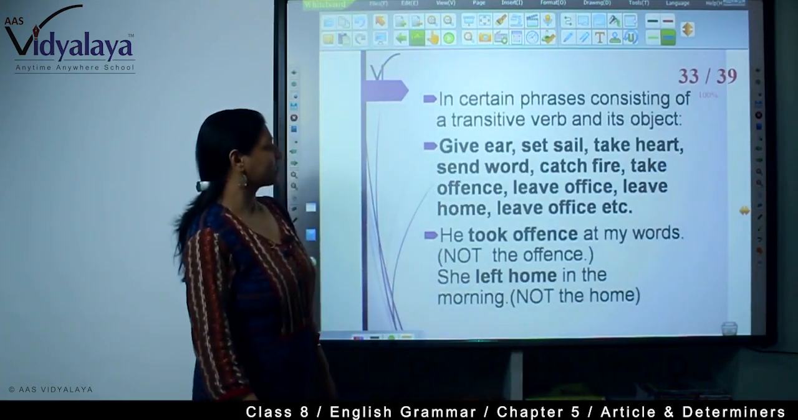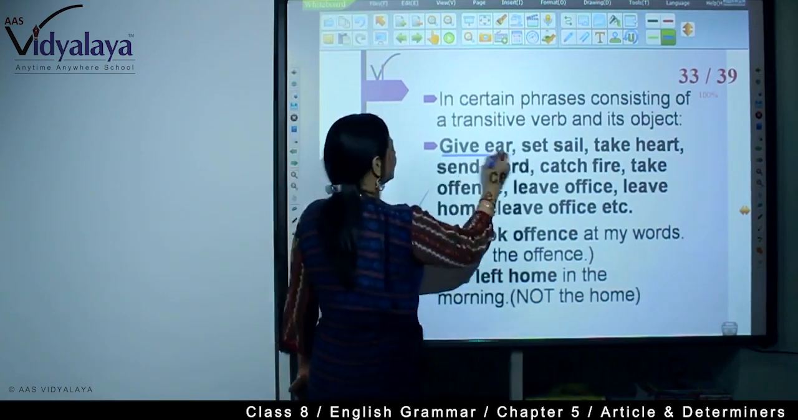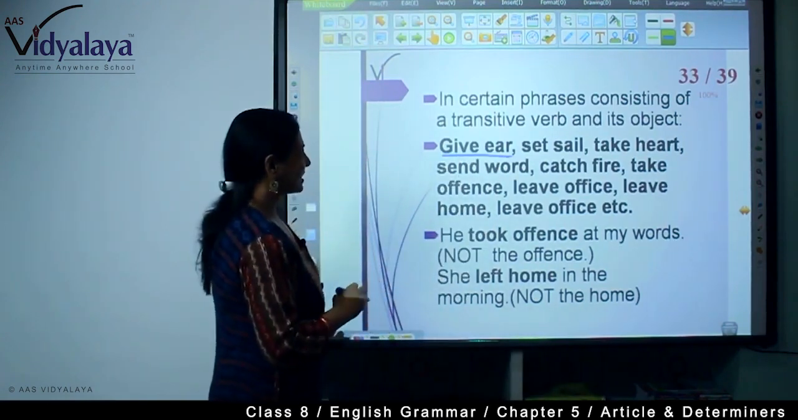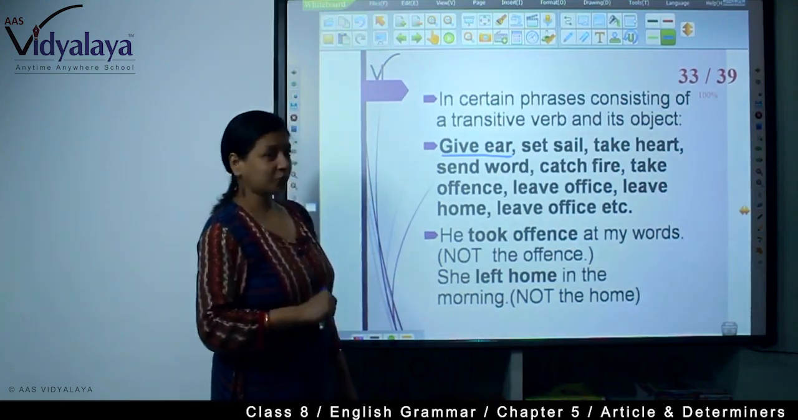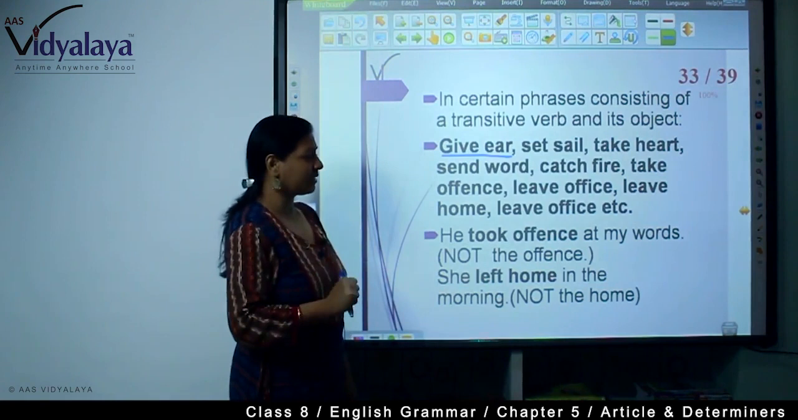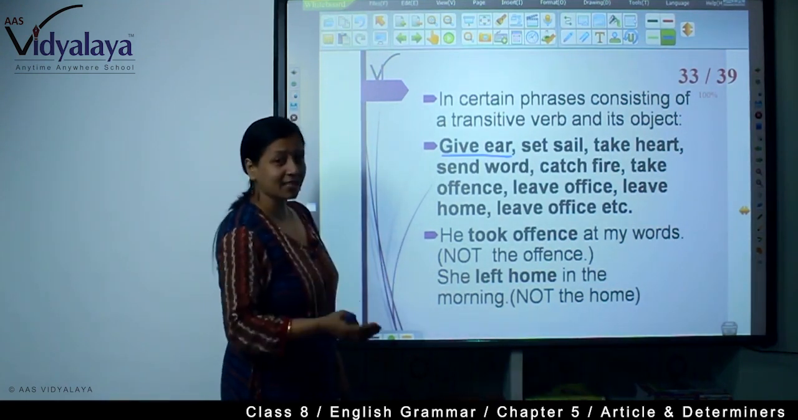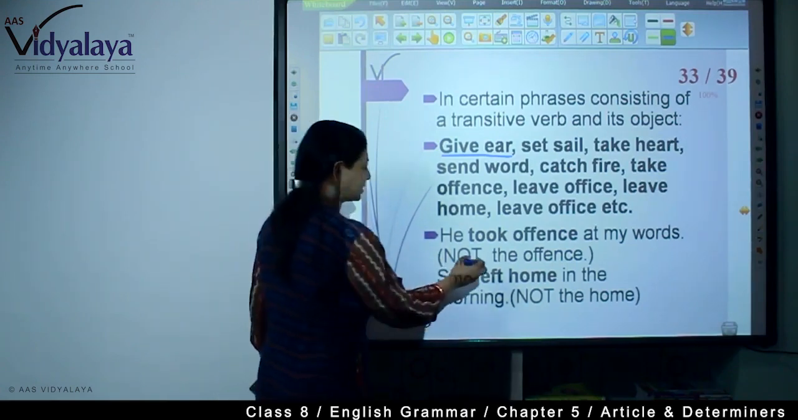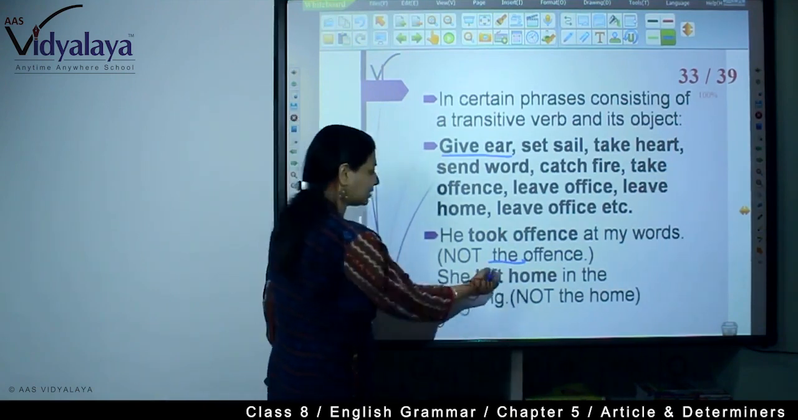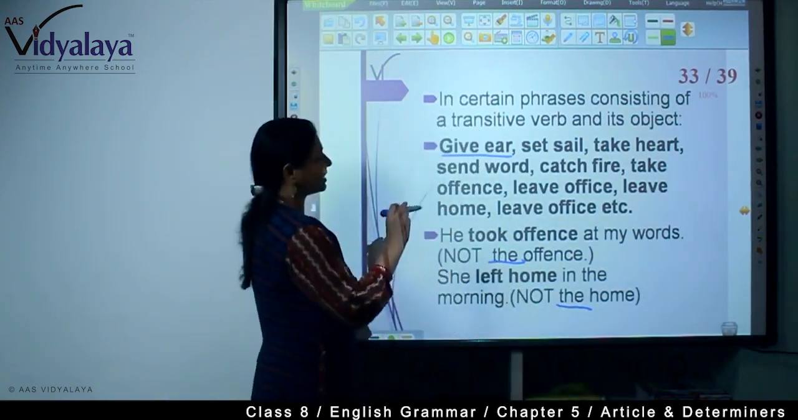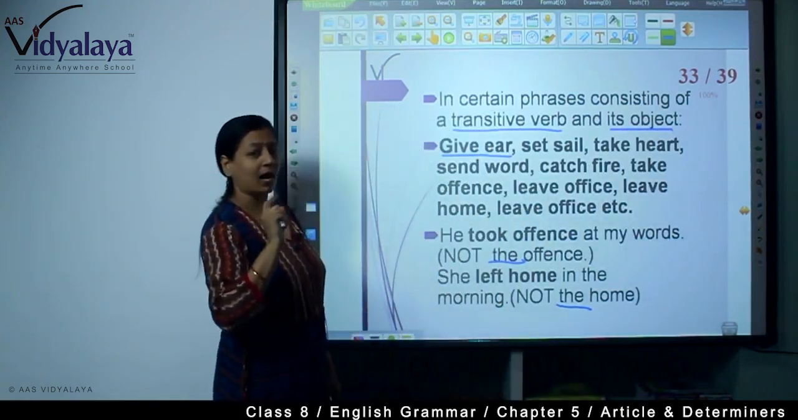In certain phrases consisting of a transitive verb and its object: give ear, set sail, take heart, send word, catch fire, take offense, leave office, leave home, etc. He took offense at my work. We have not written the offense. She left home in the morning, not the home. So where there is a transitive verb and its object, we don't use an article.